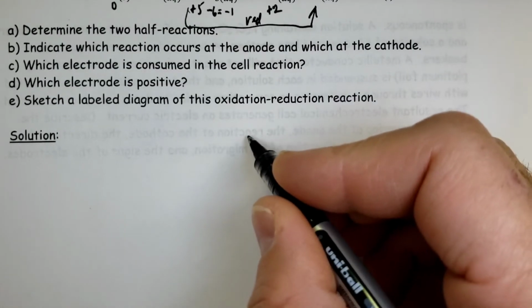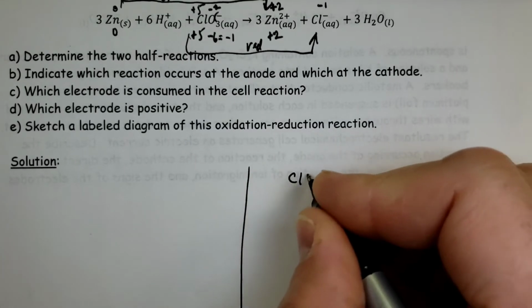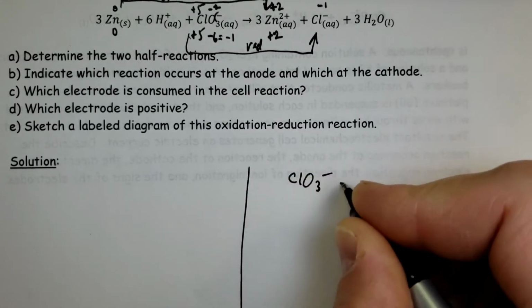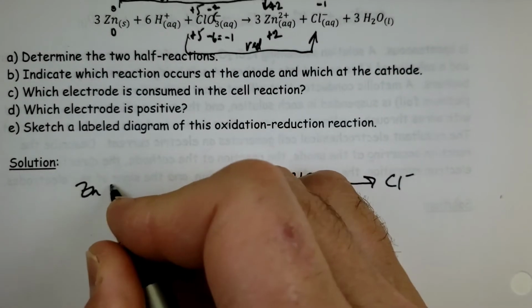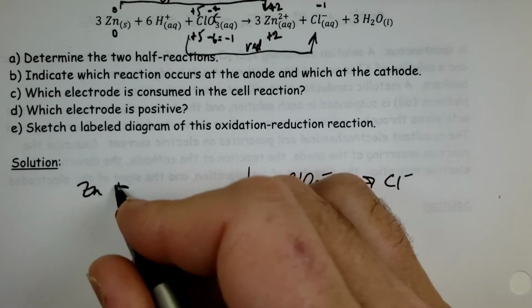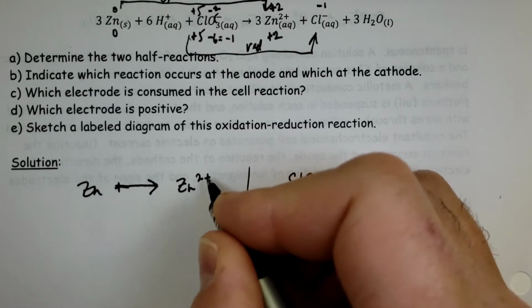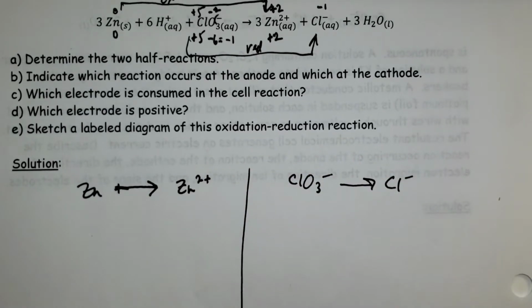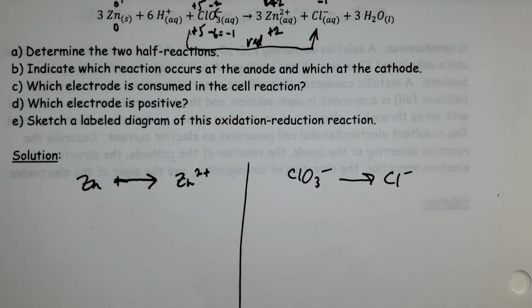All right, so we'll work out those two reactions. We'll put the reduction part over here. So ClO3 negative going to Cl minus, and over here is zinc going to Zn2 plus. All right, so I have that. So let's balance each of these, and then we can get hints of what we're doing here. We know it's in an acidic solution, and we know we're going to be adding some water, etc.